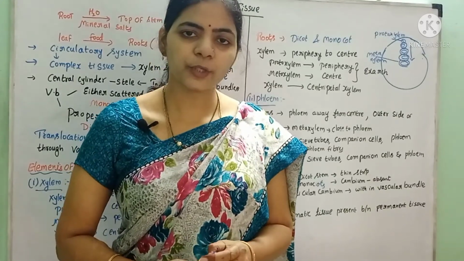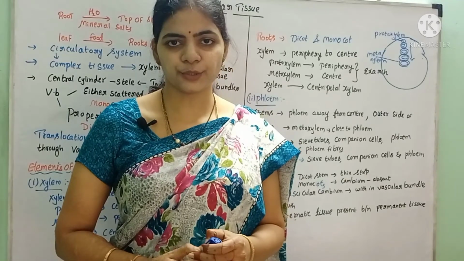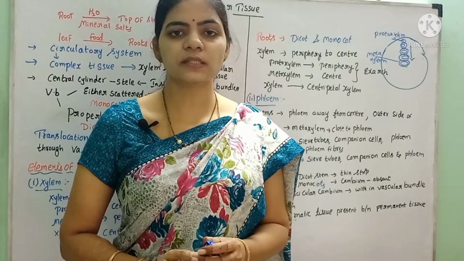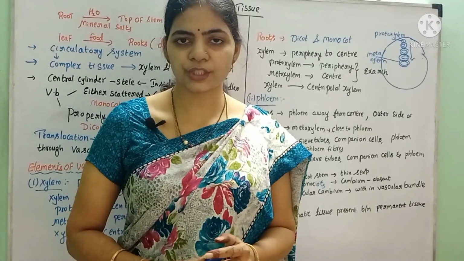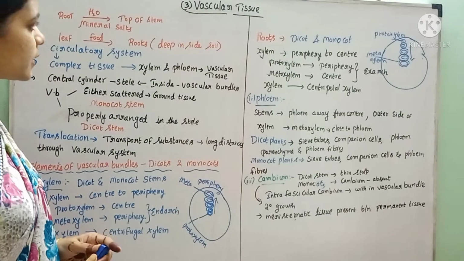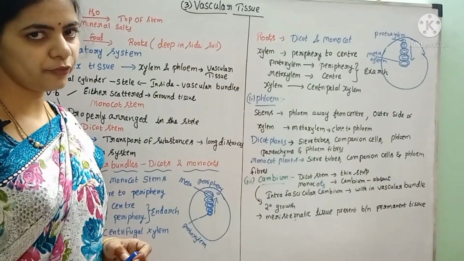In this video, we are going to study vascular tissue. This is the third part in the tissue system, that is the vascular tissue after ground tissue. So what is the vascular tissue? What does it constitute? It consists of xylem and phloem.